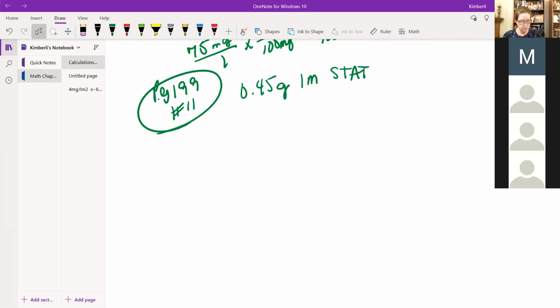And so you're interpreting the order, and it says to inject lincomycin 0.45 grams intramuscular stat. Your stock available is 300 milligrams per milliliter.